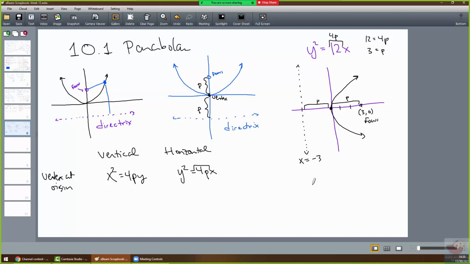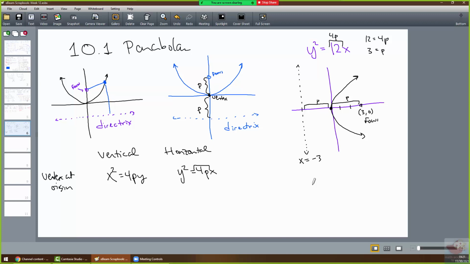So notice what we didn't do. We did not make an XY chart. We did not plot a bunch of points. We plotted the vertex. We sketched the U-shaped curve. And then we put in the focus and the directrix. That's about it. If we wanted a more precise graph, yeah, we would totally do an XY chart. Waste of our time. Questions?